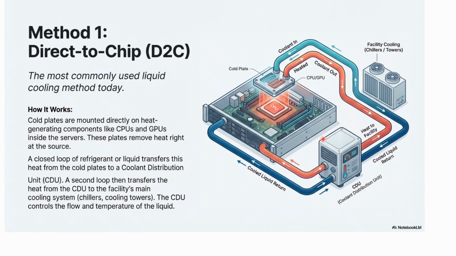The cold liquid goes in the blue line, the hot liquid comes out the red line, and that hot liquid has to go somewhere. Which is where the CDU comes in. Exactly. The coolant distribution unit. It's the brain of the operation. It sits in or next to the rack and manages the whole thermal loop.